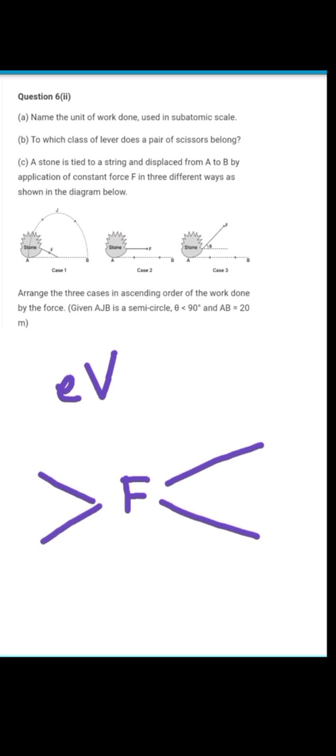Okay. To which class of lever does a pair of scissors belong? This is also again a very easy question. You can just imagine the structure of a scissor and easily understand. In a scissor, the fulcrum is at the center, the load is at one end and the effort is on the other end. The load is the paper or the thing that you are cutting, and the effort is the handle on which you are applying the force, and at the center where the handle and the blades are connected, that is the fulcrum. So we know fulcrum is at the center for a class 1 lever. So the correct answer will be class 1 lever.